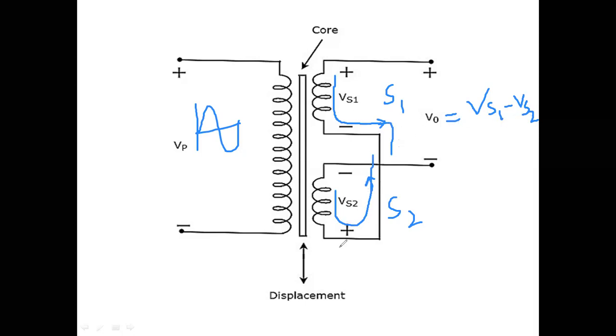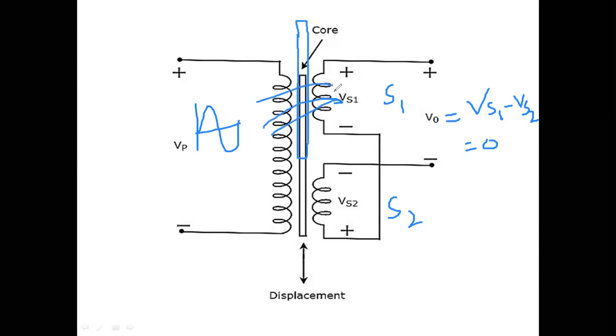Since Vs1 equal to Vs2, I will get 0 volts at the output if there is no displacement here. And when I give some input displacement to the core, then core moves towards upside. For example, if the displacement is towards top side, then the core moves towards top side, such that more flux linkage will be at Vs1, and at Vs2, very small amount of flux will cut the conductor, secondary 2.